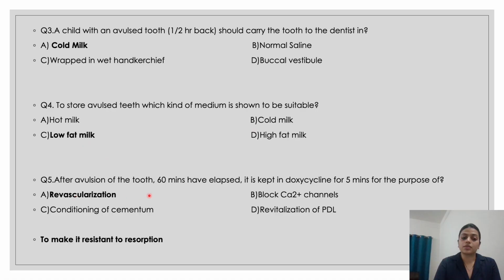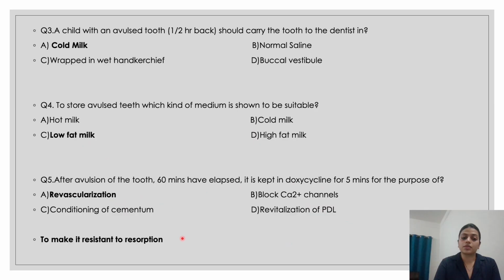After avulsion of the tooth, 60 minutes have elapsed and it is kept in doxycycline for 5 minutes for the purpose of. So here the options given are revascularization, to block calcium channels, to condition the cementum, or revitalization of the periodontal ligament. So the answer is revascularization.